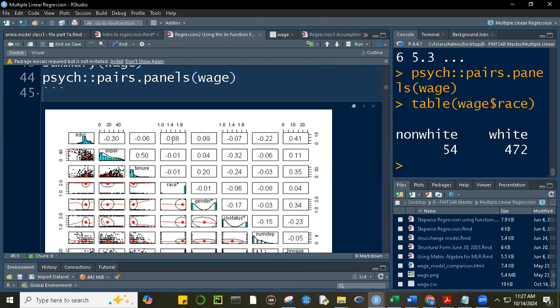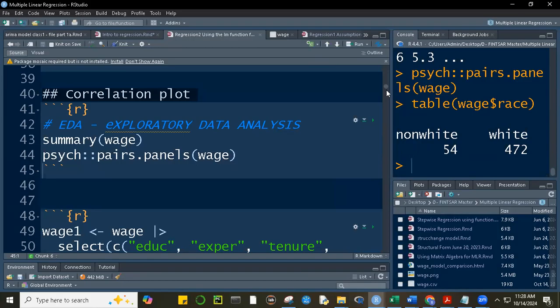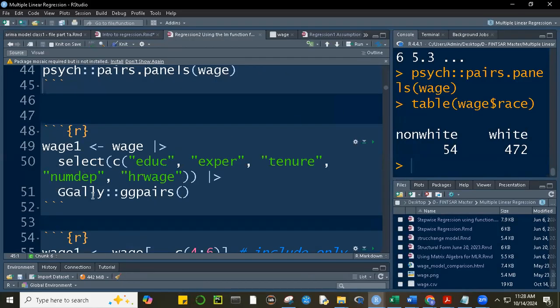But again, class, this has no meaning. So it doesn't make any sense for us to include race, gender, civil status in our correlation plot. So we can come up with another one where we just select, as we did last time, all the quantitative variables: education, experience, tenure. So we created this object wage1 from the wage data set. And then we used ggpairs here. We could have used also pairs.panels, but let's run this.